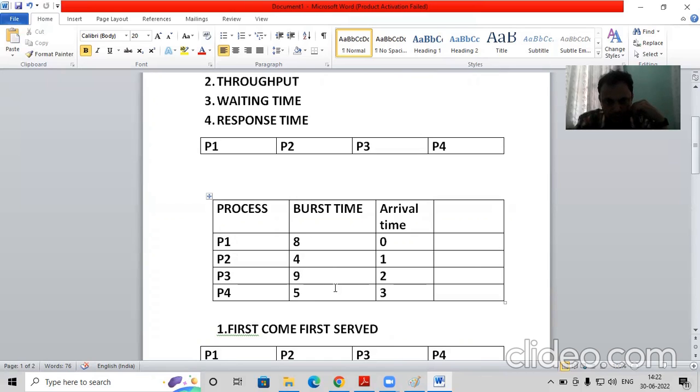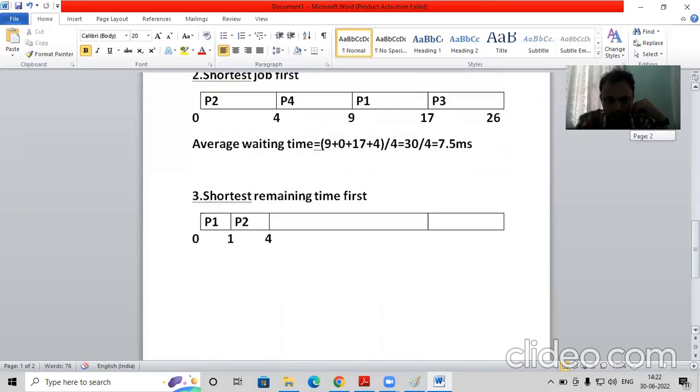And also P4 will come at the time when P2 is executing, but still P2 needs less time to execute. So P2 will not be preempted and not stopped, and P2 will be executed. Okay. Then P4 will be executed because P4 needs less time than P3. So P4 will be executed.